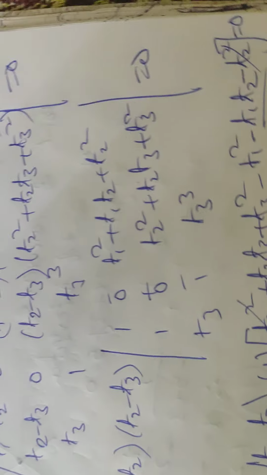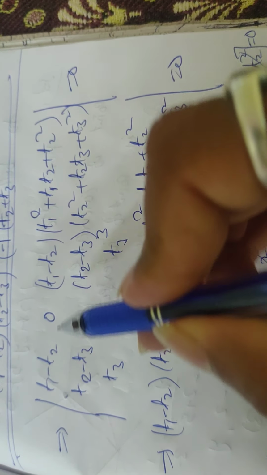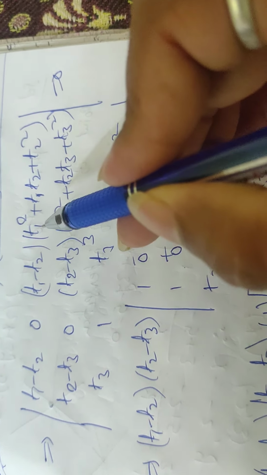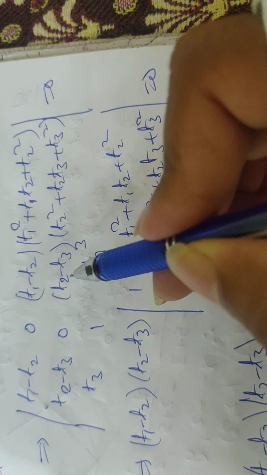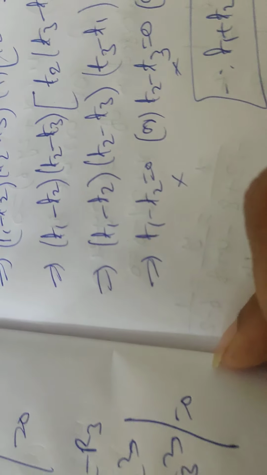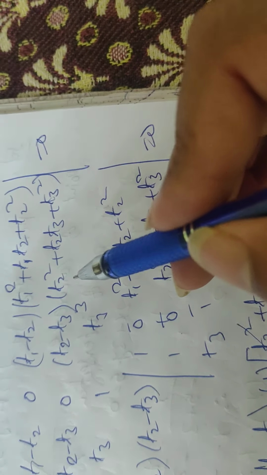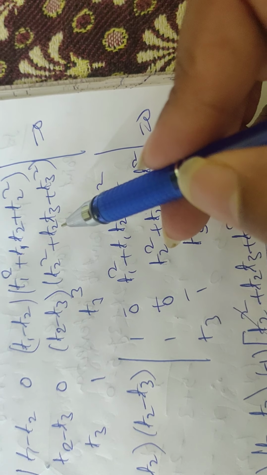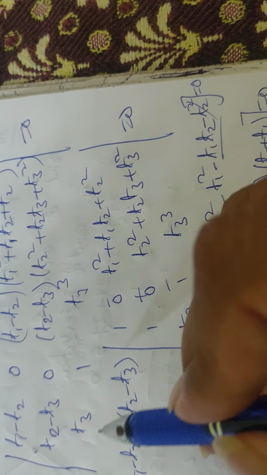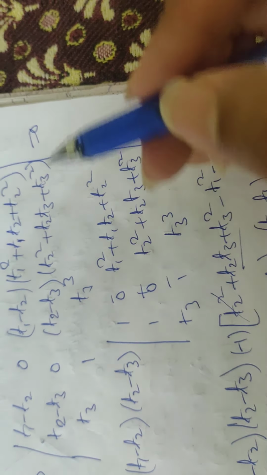Okay, so according to that, this is nothing but t1 minus t2, 0, t1 minus t2 into t1 square plus t1 t2 plus t2 square; t2 minus t3, 0, t2 minus t3 because of t2 cube minus t3 cube, so by the a cube minus b cube formula, t2 minus t3 into t2 square plus t2 t3 plus t3 square; and the third row you didn't change, so write t3, 1, t3 cube is equal to 0.